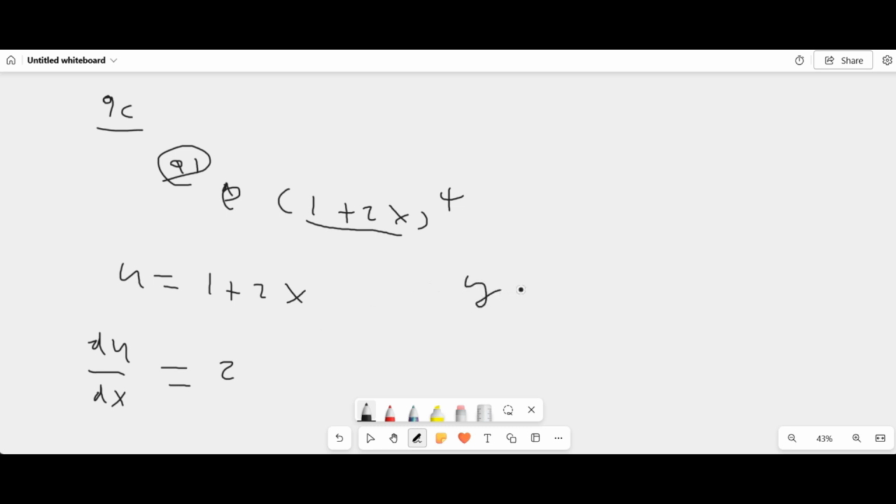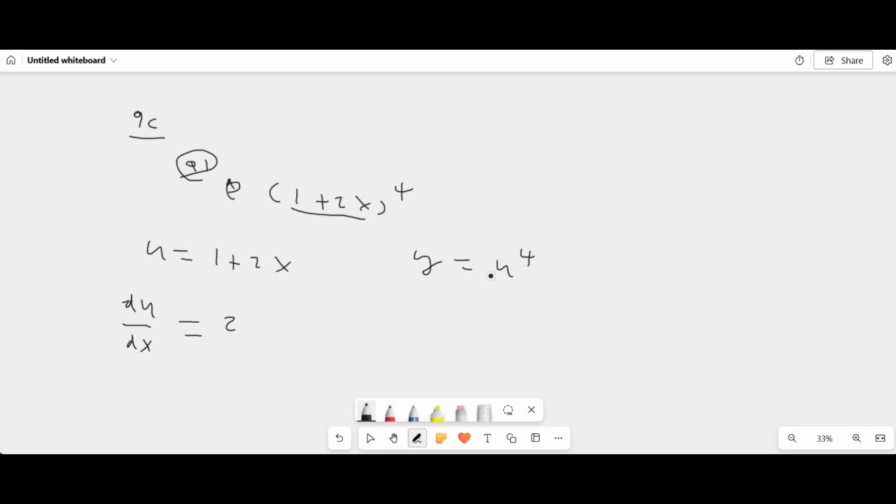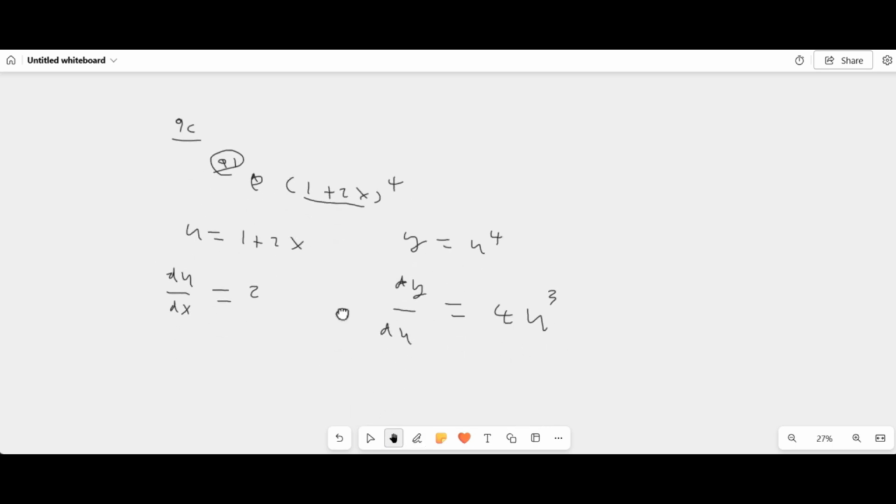And then after that, you've got y is equal to u to the power of 4. Now, why did I say u to the power of 4? Well, it's because 1 plus 2x, I call it u now. So that's u to the power of 4, this whole thing. So then dy over du is equal to 4u cubed. If I bring 4 down and take away 1 from the power, that's 4u cubed.